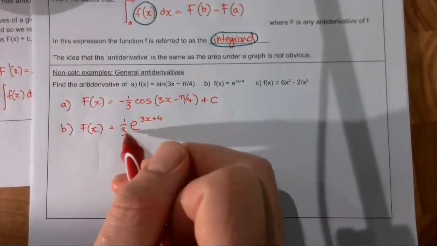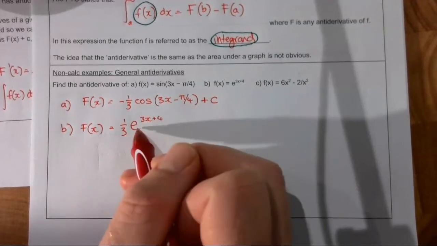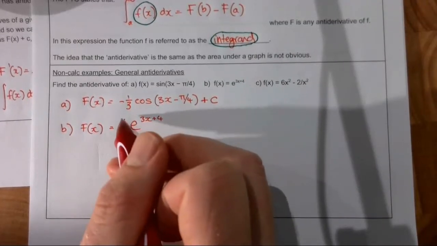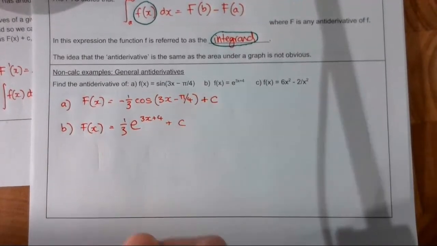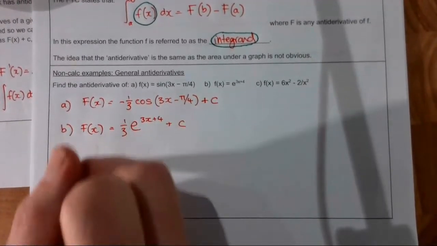Checking this, if I do differentiate it, the exponential differentiates to itself, but I multiply by 3, the 3 cancels with the third, leaving only the coefficient of 1, and I must remember my plus c.